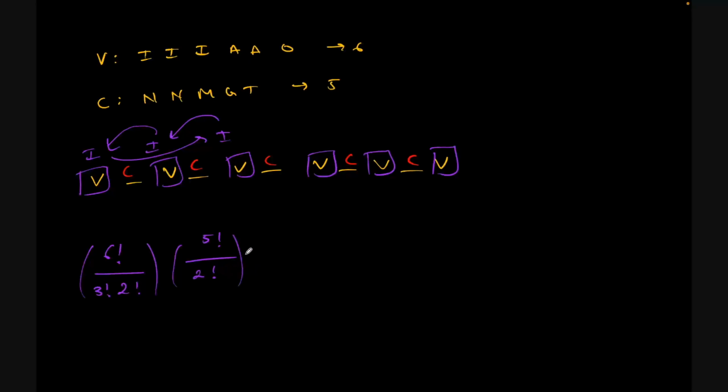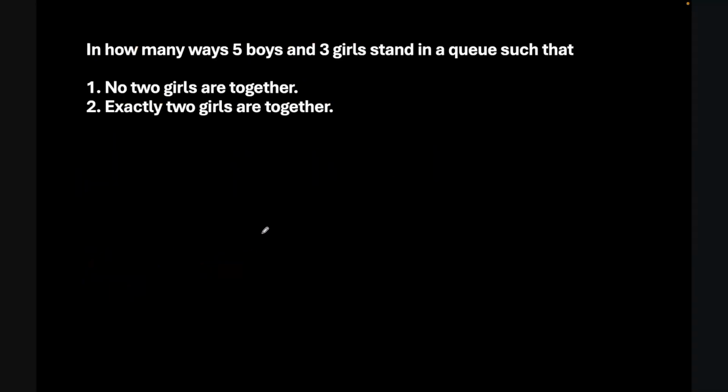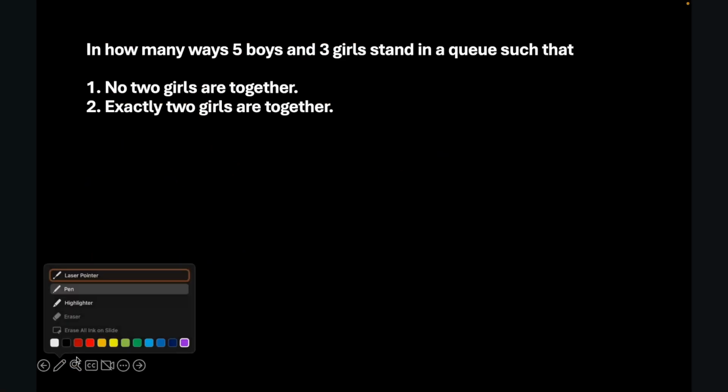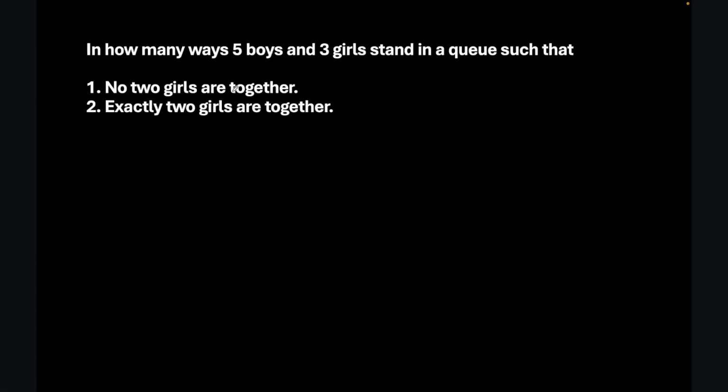That's it. Okay, that's basically it, and this sums up the last part of this question. Now we are at our next selection or separating question, which is, in how many ways can 5 boys and 3 girls stand in a queue such that no 2 girls are together?